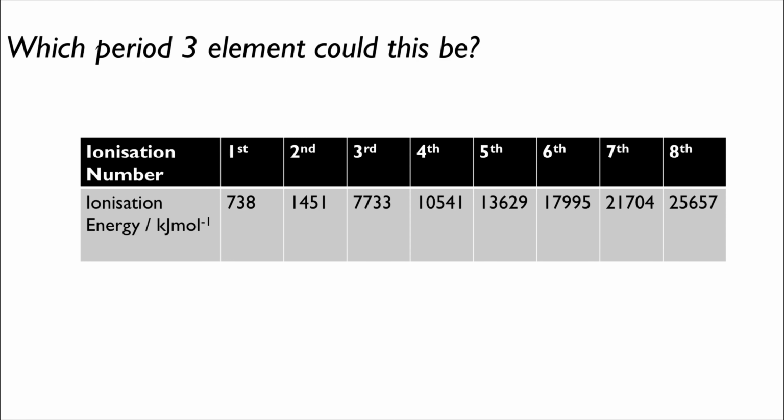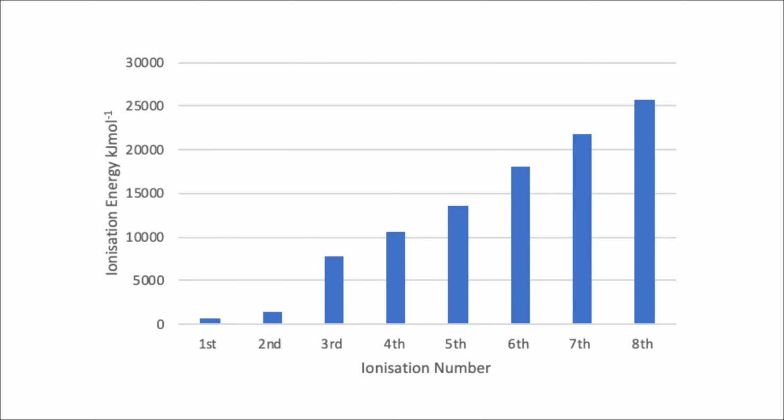Okay, I'll leave this for a moment. You have a look at that and see if you can work out which period 3 element that could be. And if I show you the graph, does that make it any easier? Where is the big jump?